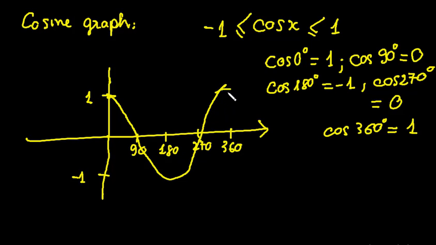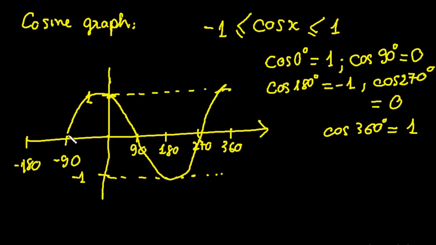Start from 1 and go down to -1 at 180 degrees and go up to here. But basically the shape is quite the same. Let me draw some more. Here is -90 degrees, and here's -180 degrees. So it would be like this.